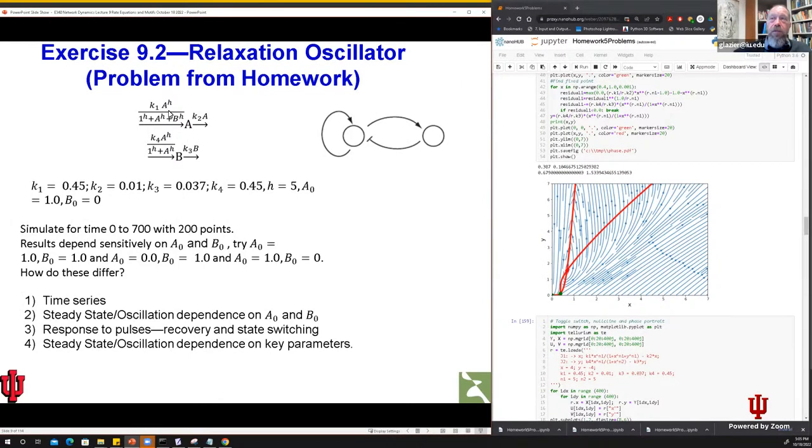So if I set A equal to 0, the rate of change of A, the Hill function is 0 for A equals 0, and the decay is 0. So dA by dt is 0 if A is 0. Similarly, for B, the creation of B depends on A. So if there's no A, I get no B. If I have no B, I have no decay. So if A is 0 and B is 0, then that's a steady state. I don't immediately know whether it's a stable steady state or an unstable steady state. But in fact, if I see these lines coming down towards it, it's telling me it's a stable steady state.